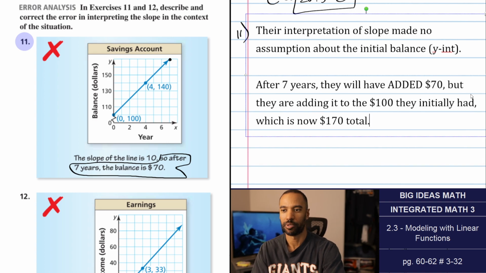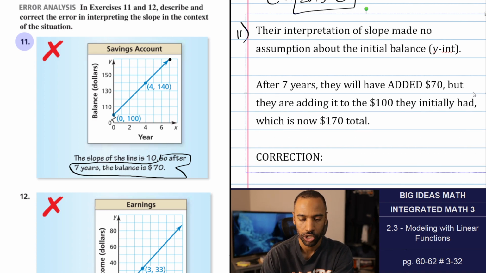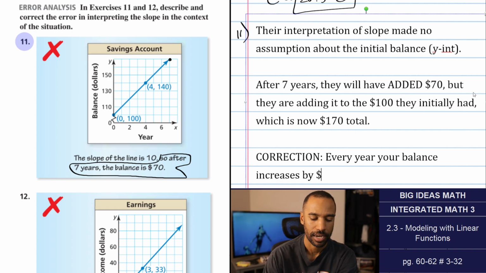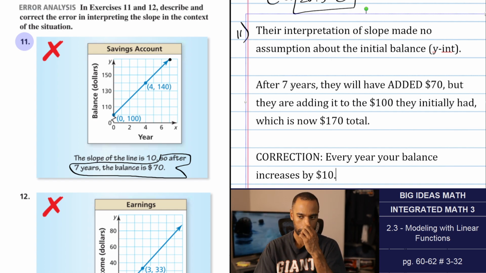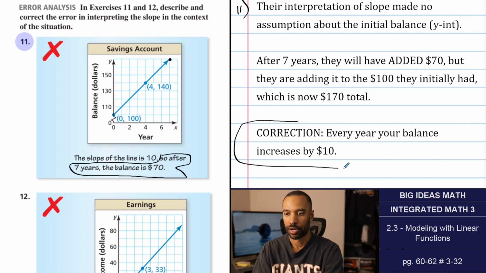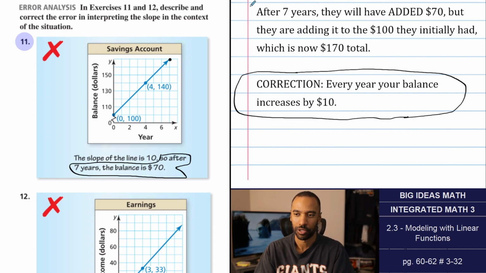I think the best slope interpretation is using that 10. Correction. So the correction should be after 1 year, or every year, your balance increases by $10. $10 per year. That's the correct slope interpretation we're going to work off of. So I don't really know where they were going with their stuff. I do, but I don't. They weren't even interpreting slope to begin with, and it was a wrong value with it.